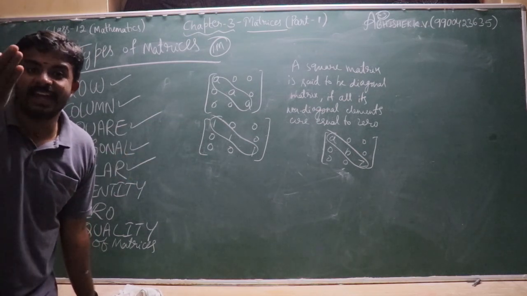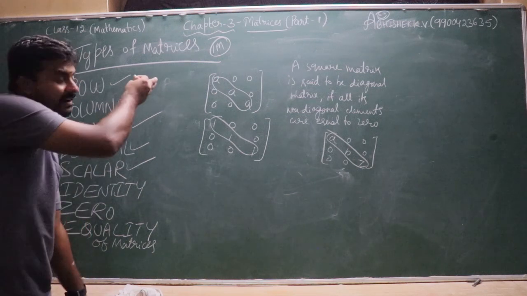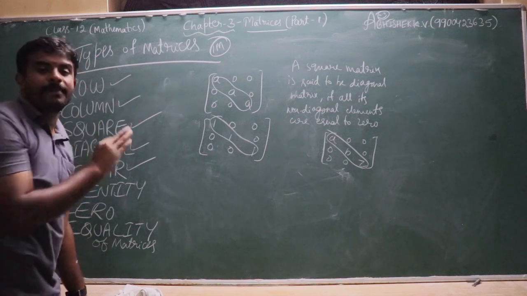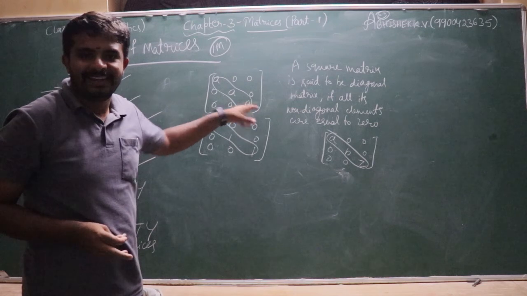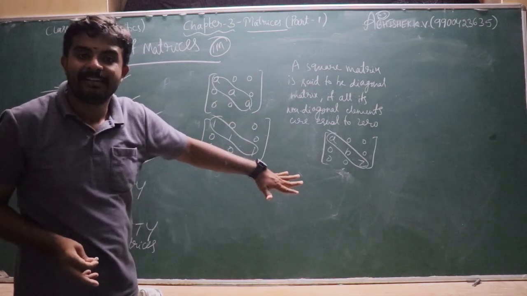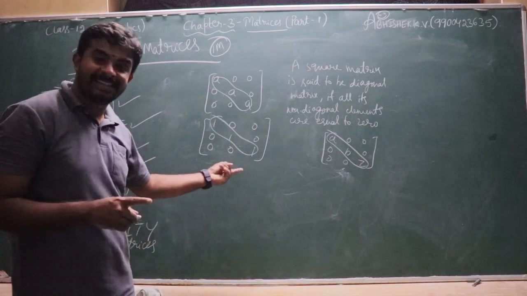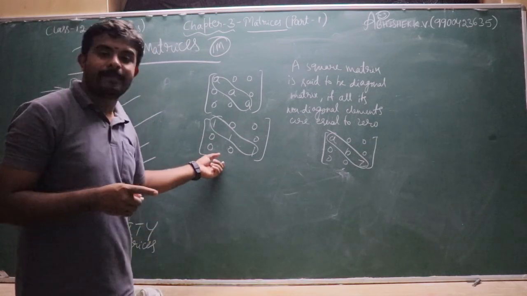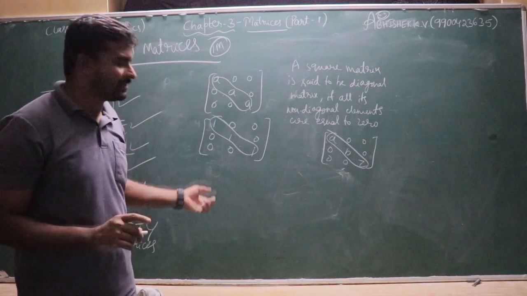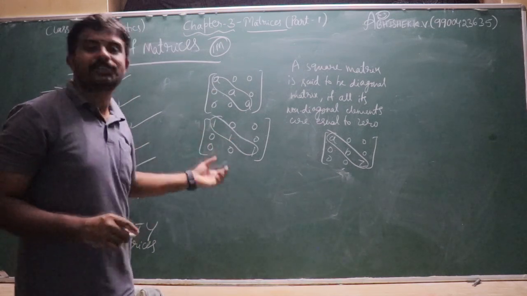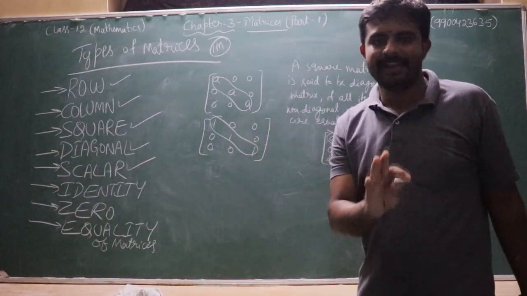Is it a scalar matrix? Yes. Every identity matrix is a scalar matrix, but every scalar matrix need not be an identity matrix. If I consider a, it is a scalar matrix, but it is not an identity matrix because the diagonal elements are not equal to 1. But if I consider this matrix, this is a diagonal matrix, this is a scalar matrix, and this is also an identity matrix. I hope you are all getting this.